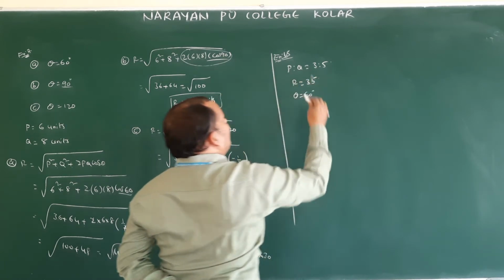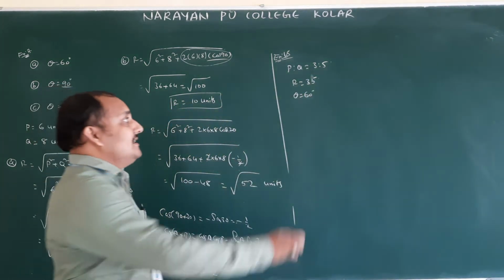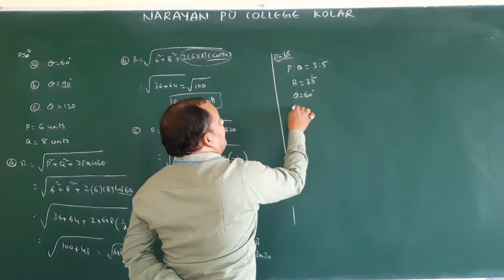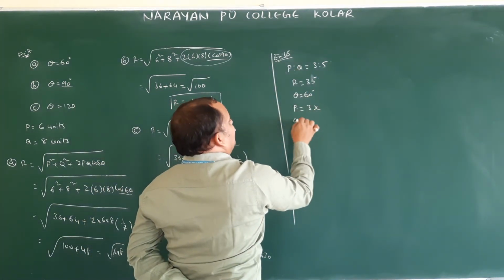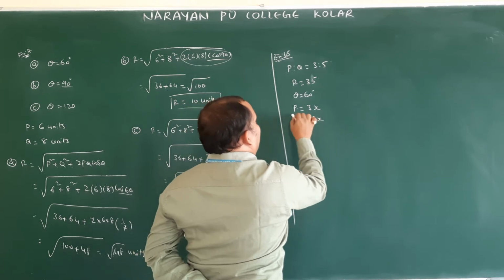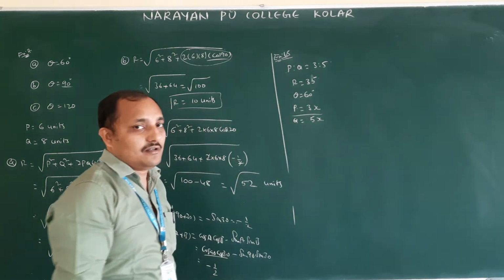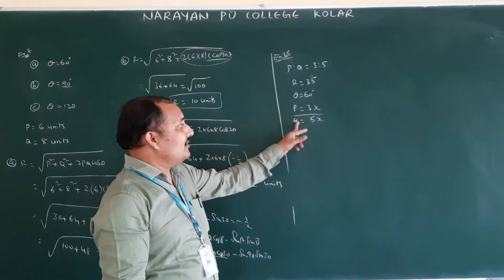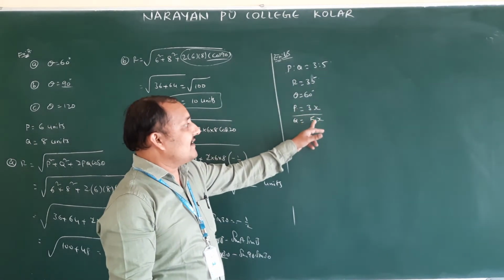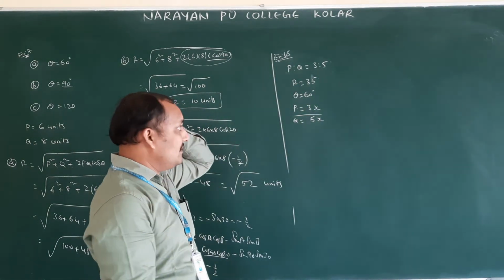Angle how much they gave? 60 degrees. Then what are the P value and Q value they ask? So assume P is equal to 3x, Q is equal to 5x. So P to Q ratio, how much? 3x by 5x, that is nothing but 3 by 5.